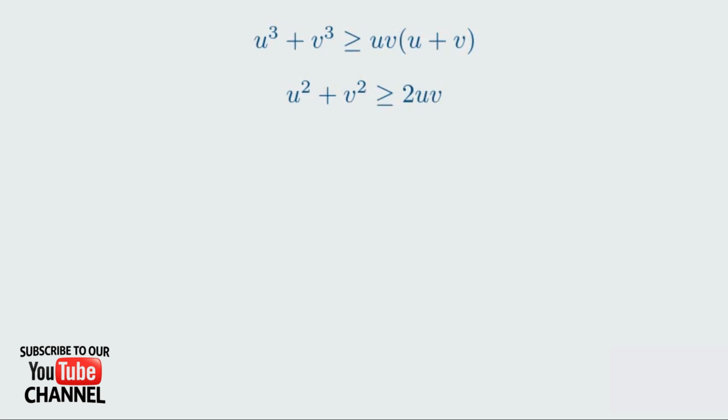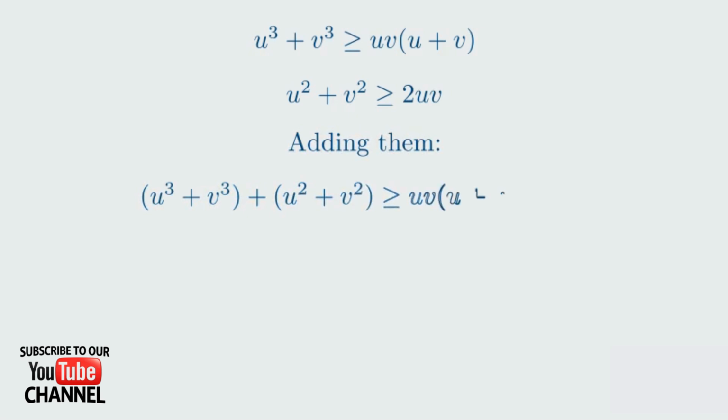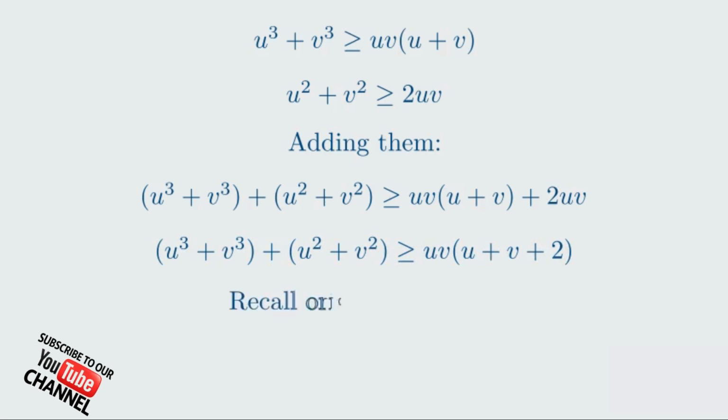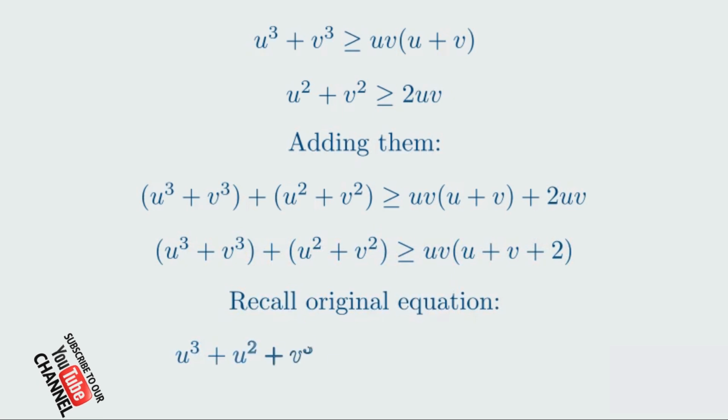We have u cubed plus v cubed greater than or equal to uv times (u plus v), and u squared plus v squared greater than or equal to 2uv. The beauty of this method is that we can add these two inequalities together. Adding the left sides together and the right sides together gives us u cubed plus u squared plus v cubed plus v squared on the left, and uv times (u plus v) plus 2uv on the right. Let's factor the right side. We can factor out uv from the two terms on the right. This gives us uv times the quantity (u plus v plus 2). Take a moment to look at this result. Does it look familiar? It's exactly the equation we started with after substitution, but now it's an inequality.